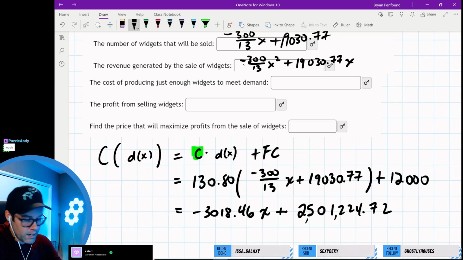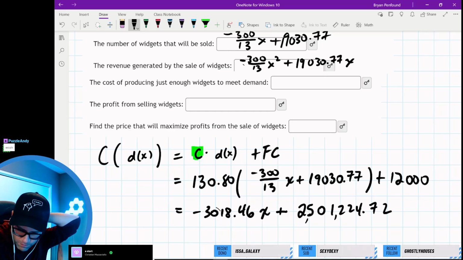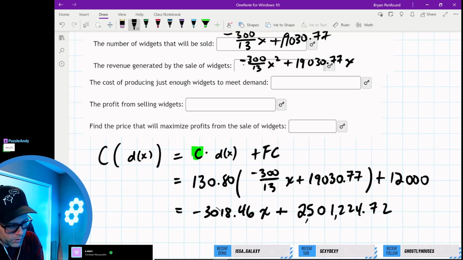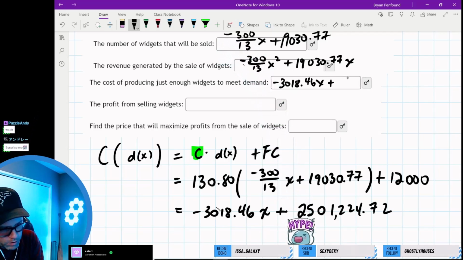We're going to sub d of x into what we would normally have for our cost function and try to simplify that. I am going to start changing this negative 300 over 13 to a decimal number. I think we'll eventually have to solve for something, so we'll probably need those decimal numbers anyway. So let's see, negative 301846x plus a really, really big number, 2,501,224.72. Yikes.